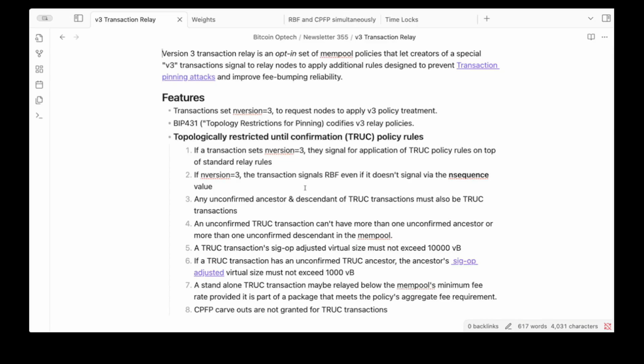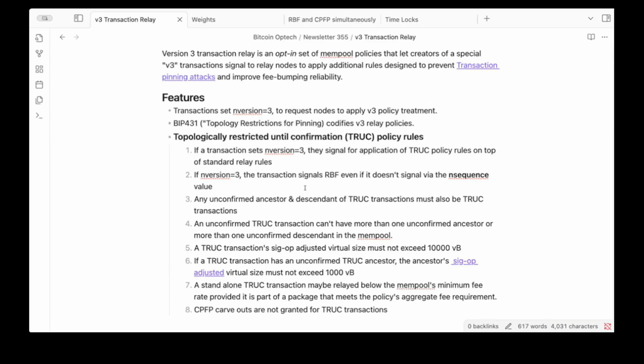Another thing is that if there are any unconfirmed ancestors, the ancestors' size should not exceed 1,000 V bytes. So this is also related to the issue of an attacker bloating it. So we are minimizing the attack surface in truck rules.